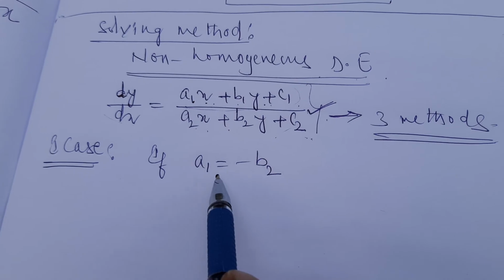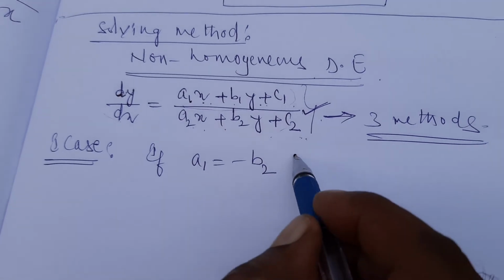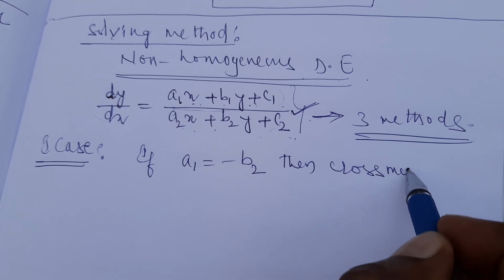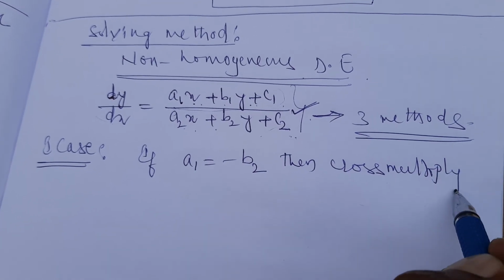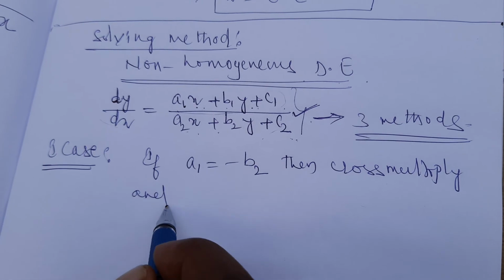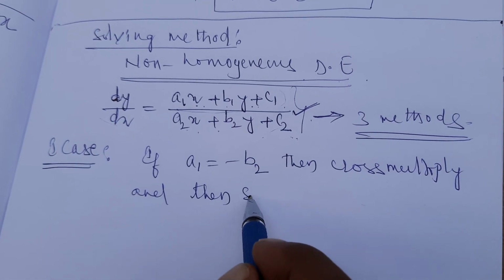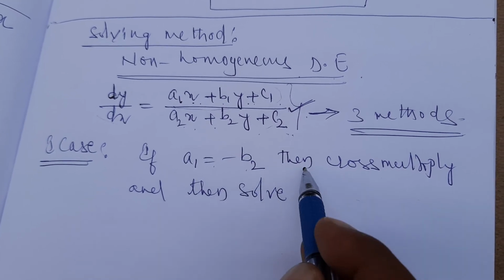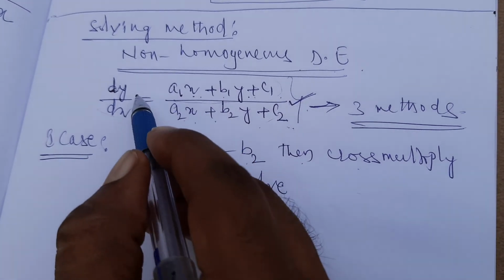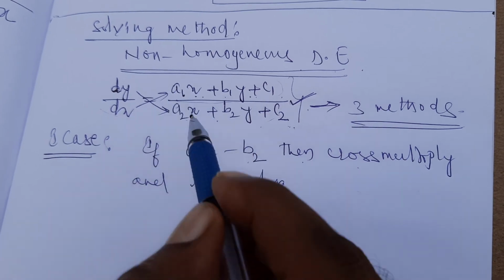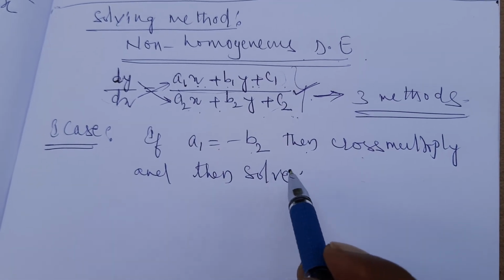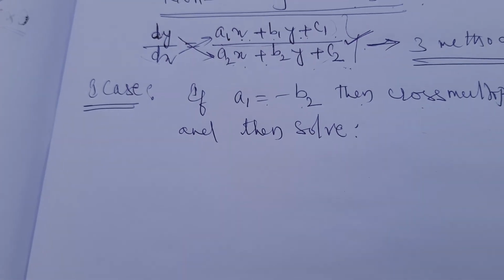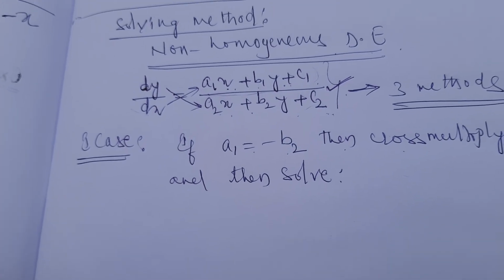First case: if a1 equals minus b2, then directly cross multiply and then solve. This is the first case. If a1 equals minus b2, then directly cross multiply, that means this into this, then solve. You will get the solution. With one example I will explain. Here is the example they gave.